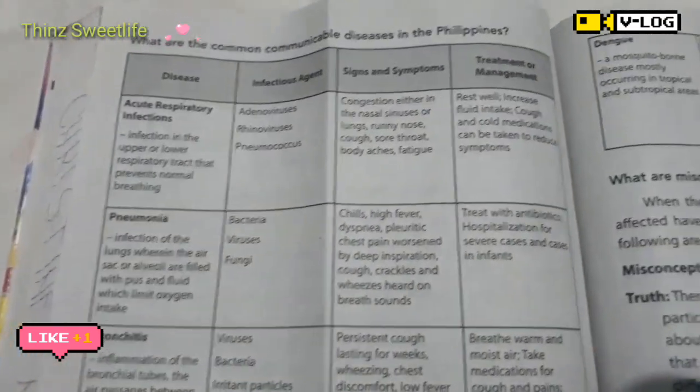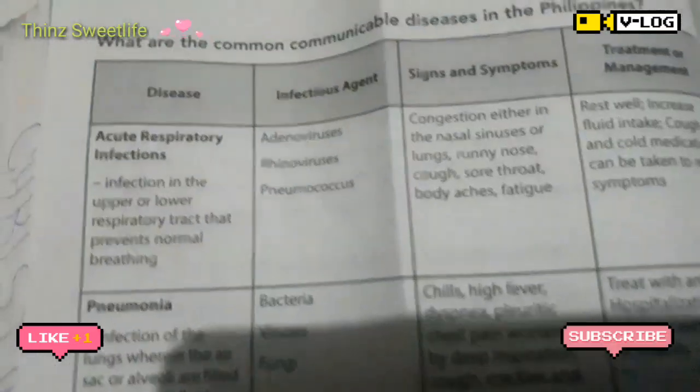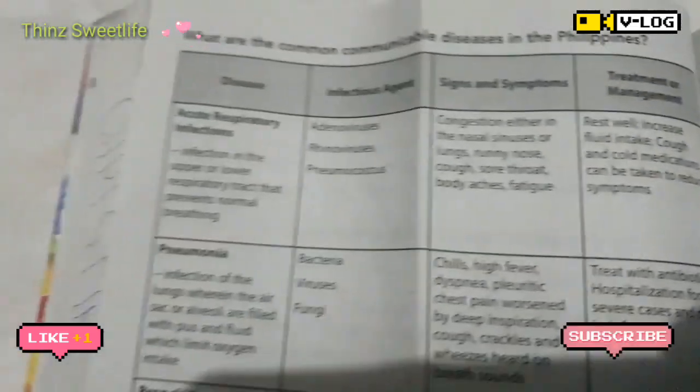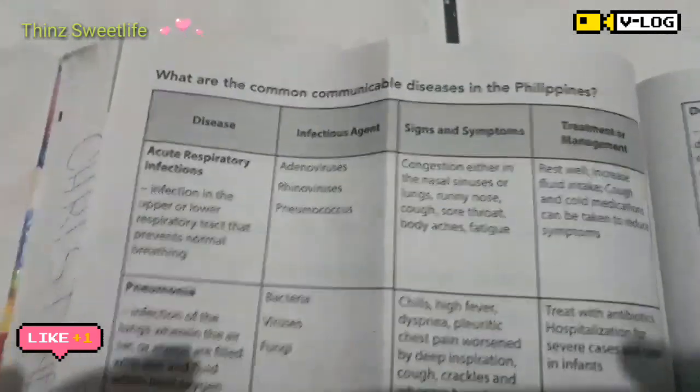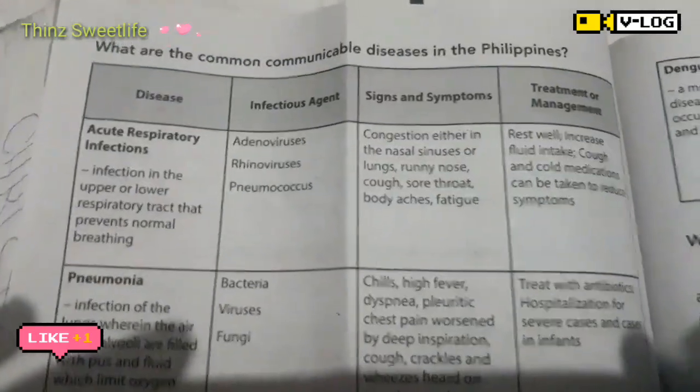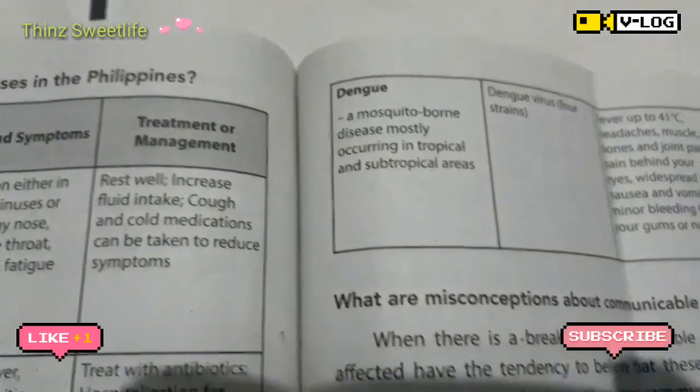What are the common communicable diseases in the Philippines? Acute respiratory infections, pneumonia, bronchitis, influenza or flu, tuberculosis, dengue.